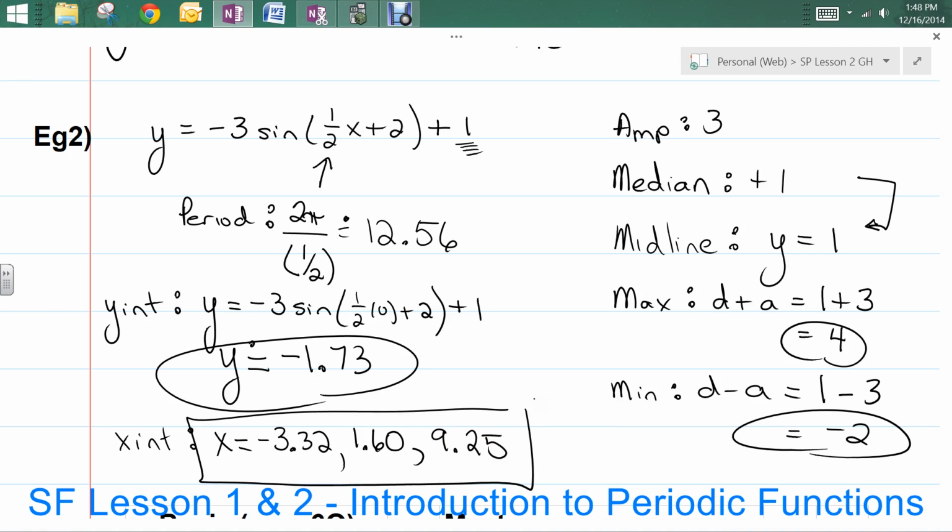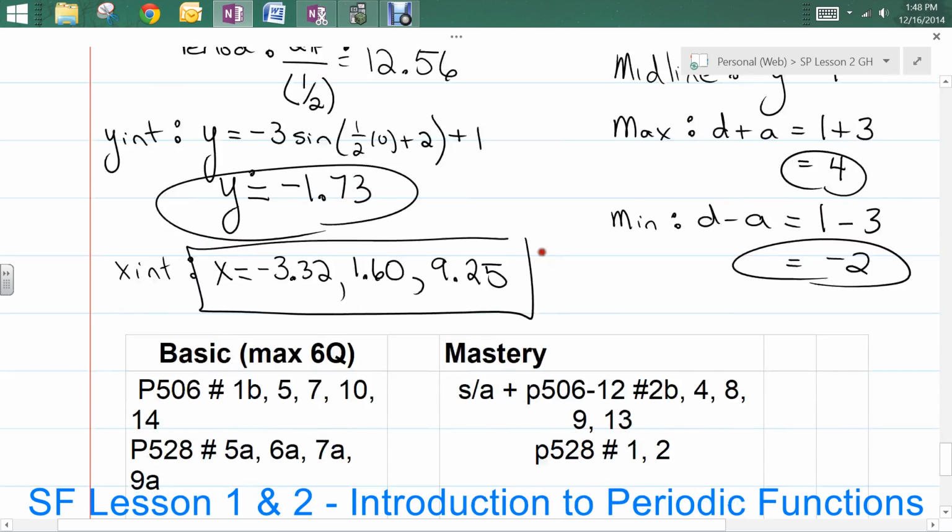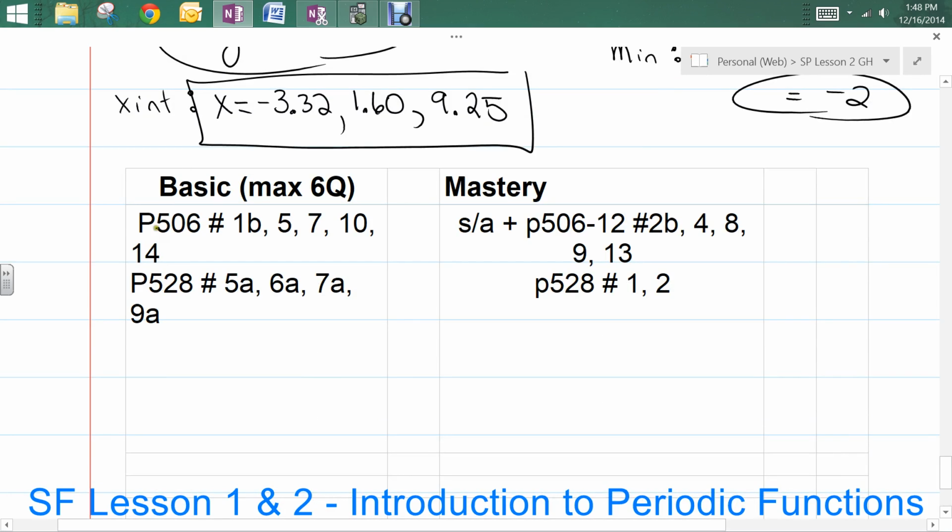Does this make sense? Sinusoidal functions. Your purpose for today is to do your homework. Basic homework is page 506 and page 528. Mastery homework is a little bit more. So there's your homework. I'm going to leave it up on the screen for you guys to work on. You've got the remainder of this block to work on it. I am not going to take up this homework until after the break. Okay? Tomorrow the plan is we're going to review for the polynomial functions test. Okay? So there you go.